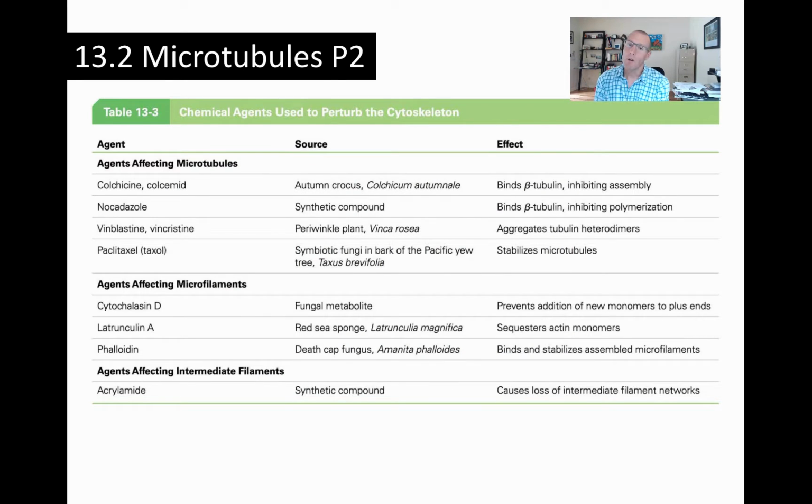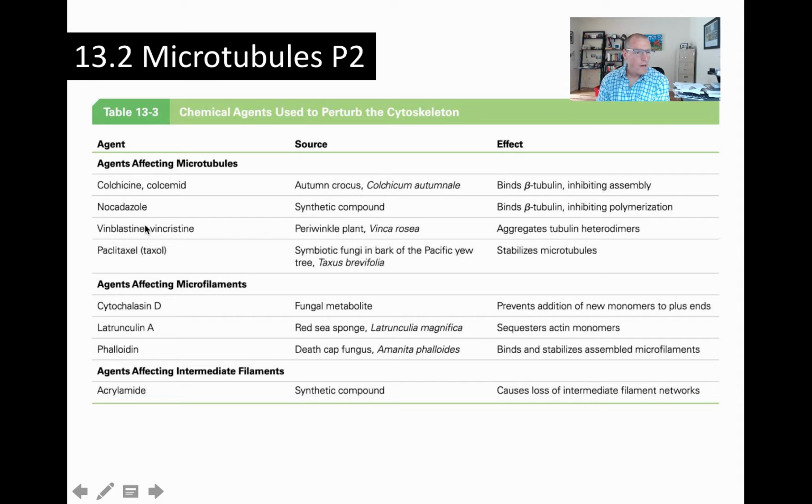There are a number of drugs which can be used to interfere with microtubules and to affect their polymerization and depolymerization. Colchicine, the top of the list here, binds to tubulin monomers and inhibits their assembly into microtubules and promotes microtubule disassembly. Vinblastine and vincristine here, and you can see where these drugs come from, are related compounds, so they're similar to one another, and they aggregate tubulin heterodimers, so they cause the heterodimers to stick together, to come together.